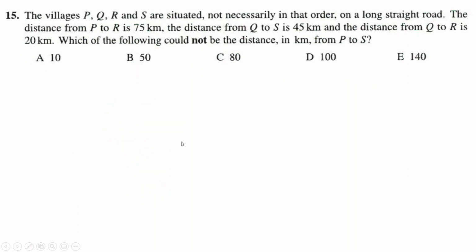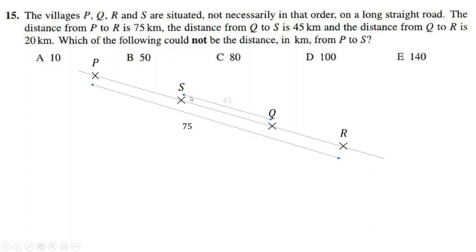Cool. Question 15. Quite a few drawings to do here. So you've got a line with 4 towns, you don't know the order of them. P and R seem to have to be quite a long way away compared to the other distances. So let's put them a long way away, 75. And then let's put Q and S in between somewhere with a distance of 45 in between, like this.